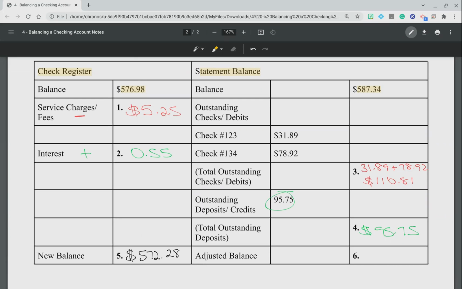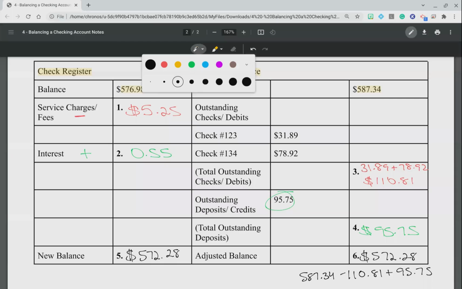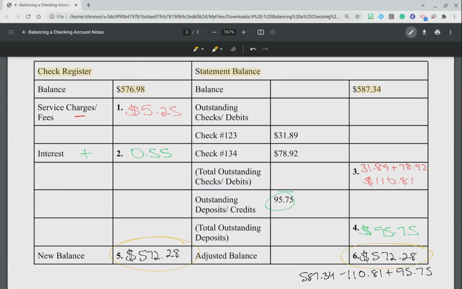Okay, usually you wouldn't write this on here. I just wanted to show you the work I was doing. All right, now I'm going to take my $587.34 and subtract the $110.81 and add $95.75. Type that in your calculator, and I got $572.28. So now, nothing to worry about. My two balances match each other, and that is called reconciling your bank account.